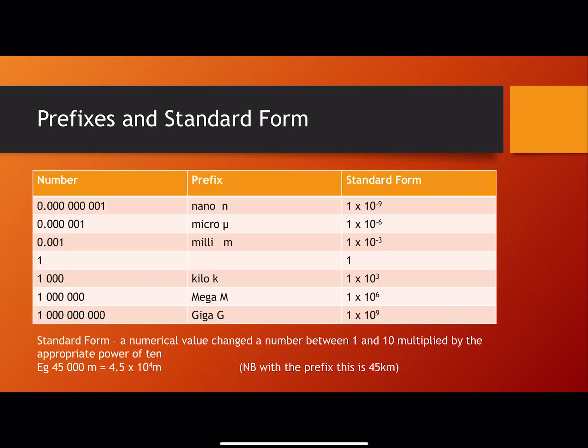So, prefixes and standard form. Nano, times 10 to the -9. This standard form is the suffix. It comes after the number. These are prefixes. These will come before the unit. So micro, milli, kilo, mega, and giga. You've probably heard of mega and giga when talking about memory on computers. Nano is 10 to the -9, micro 10 to the -6, milli 10 to the -3, kilo 10 to the power of 3, mega 10 to the power of 6, and giga 10 to the power of 9.